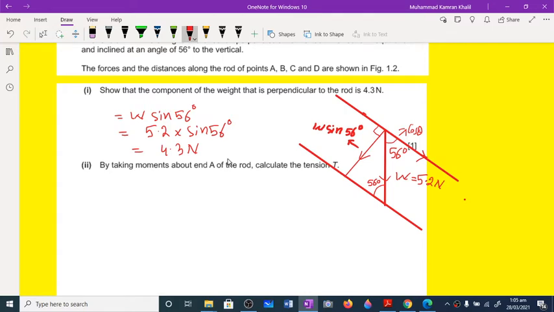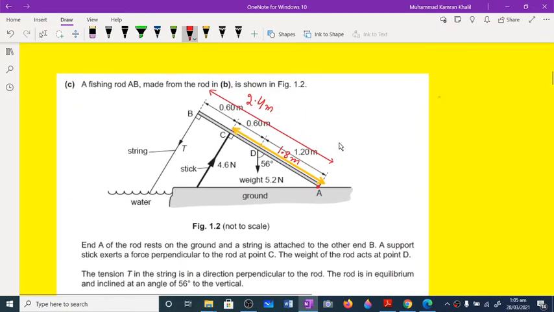Now the next part is interesting as well. By taking the moments about end A of the rod, calculate the tension T. Now we will move back to this diagram, and I will draw the perpendicular force over here as well. Now look at these signs: this force T and the component of the weight are acting in the downward direction, while this stick is applying force in the upward direction.